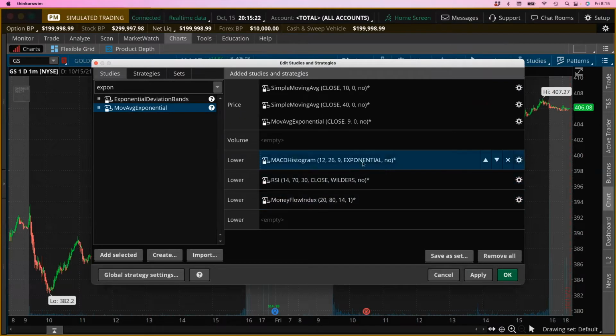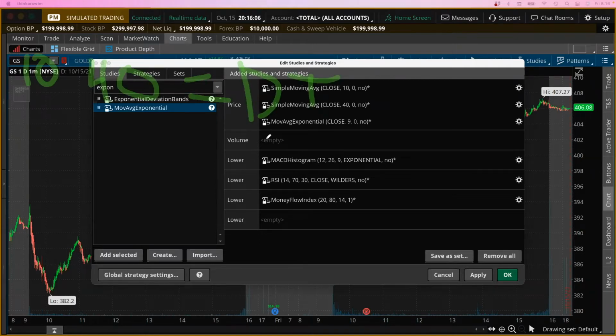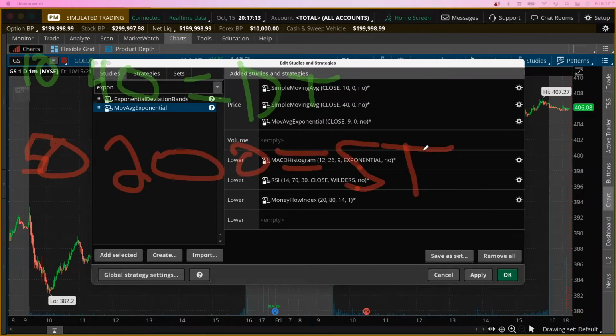So let's make this straight right now. 10 and 40 is day trading. If you want to swing trade, then you want 50 and 200. So 10 and 40 day trade, 50 and 200 swing trade. And that, of course, applies to your moving averages, which I will recap in a little bit.